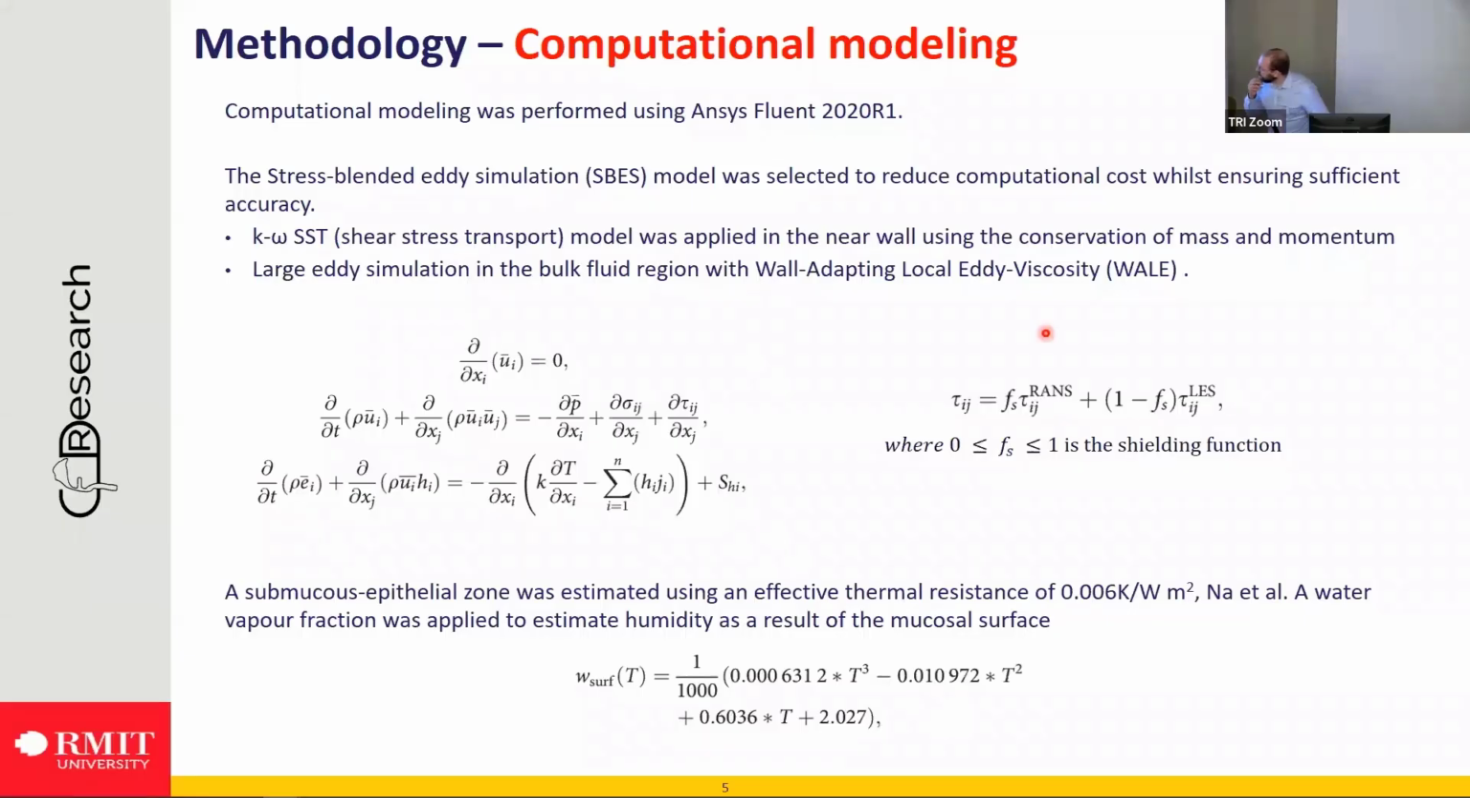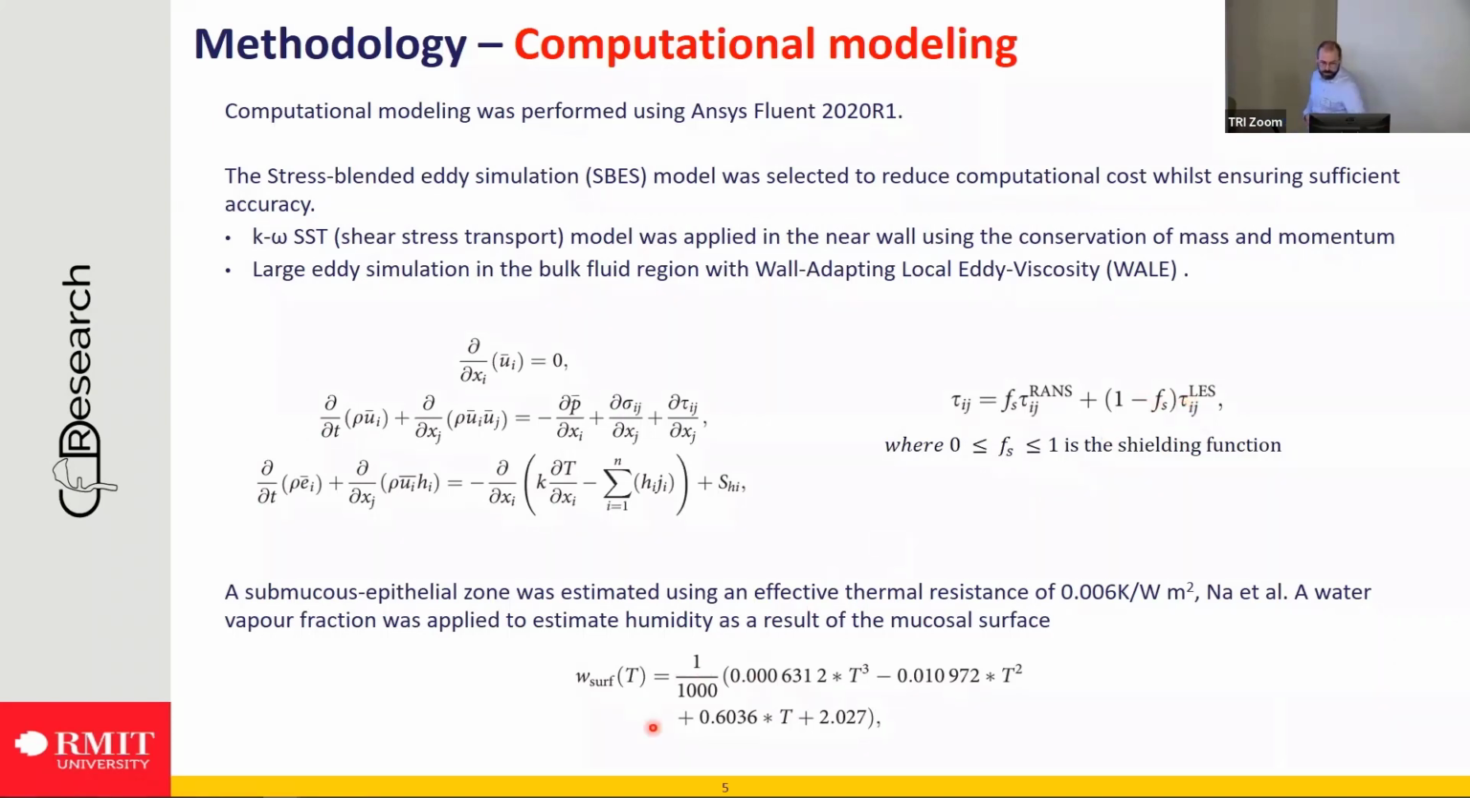So for the computational modeling, we used the stress blended eddy simulation model. So this applied the K omega SST or shear stress transport model on the near wall region using the conservation of mass and momentum, and an eddy simulation in the bulk fluid region with a wall adapting local eddy viscosity. The SBES model is outlined in this formula here. This is what switches between RANS and LES. If we have a 1 in this function, we can see that the LES cancels out and then we'll just have a RANS model. So this is an iterative process and actually moves through the geometry as the fluid flows.